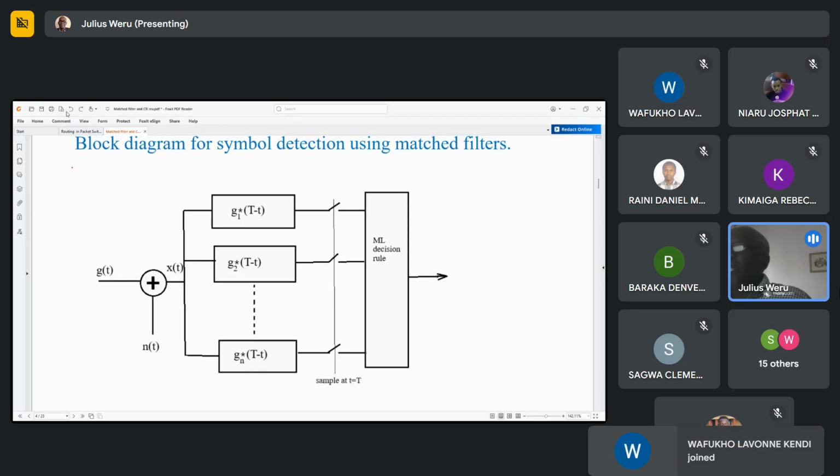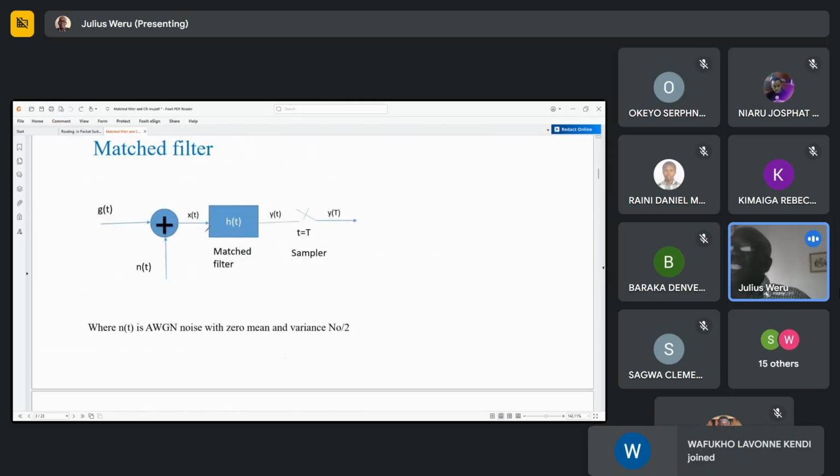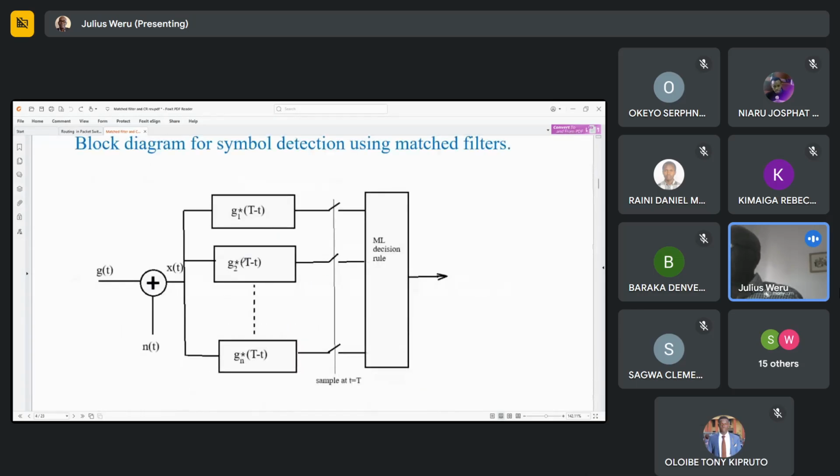So in most cases, we are dealing with just one matched filter if you're dealing with baseband encoding. Because of course, whenever you talk of a symbol, it does not necessarily mean a pulse. Symbol is used both with pulses and also with carrier modulation. So you have your input.